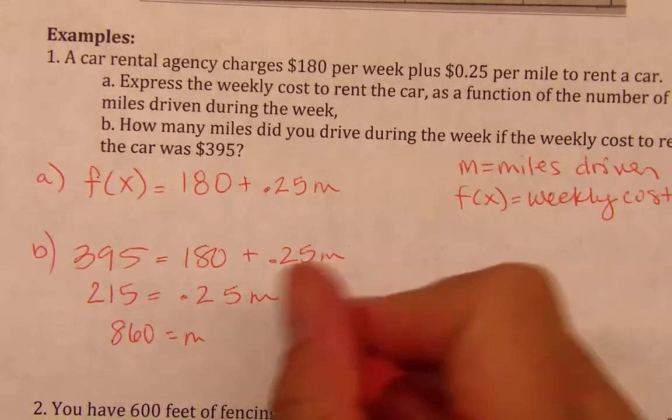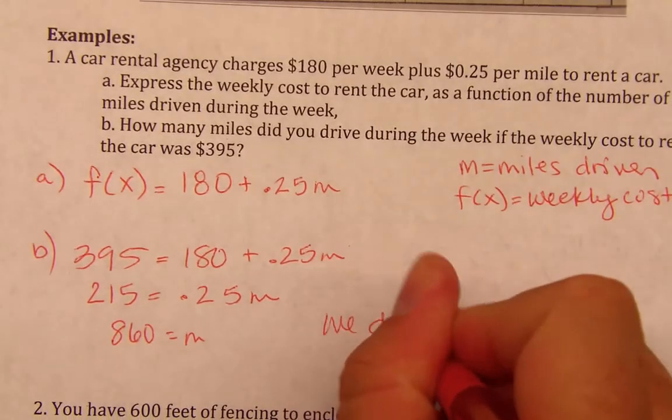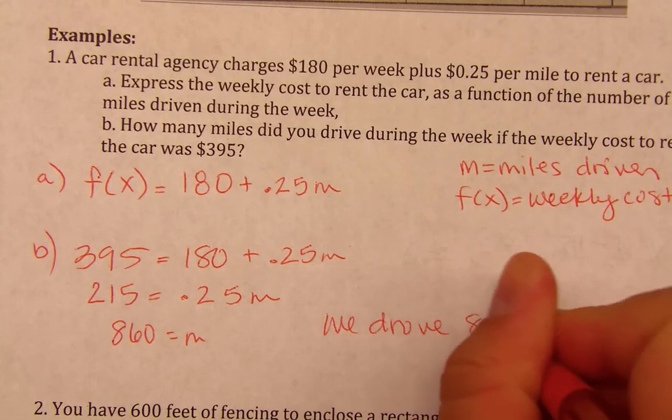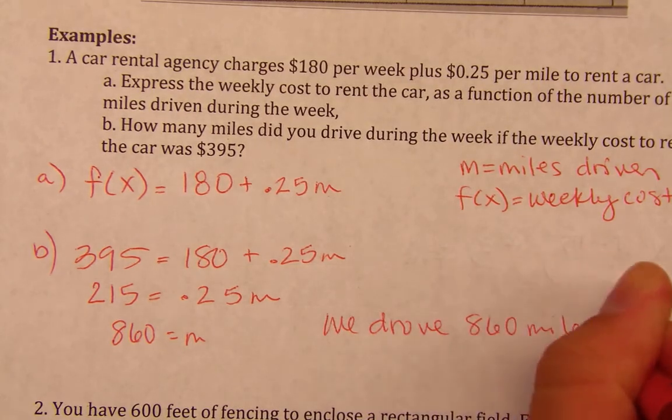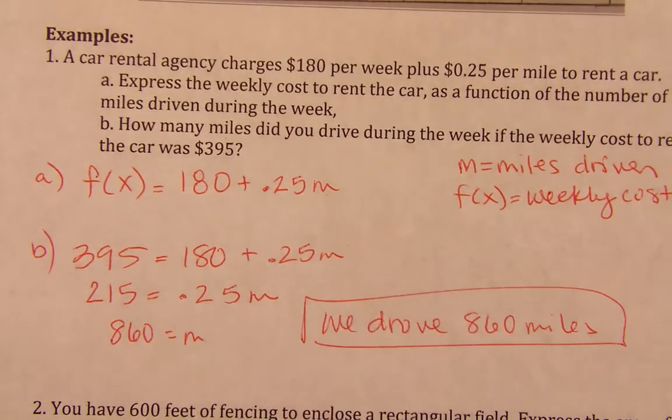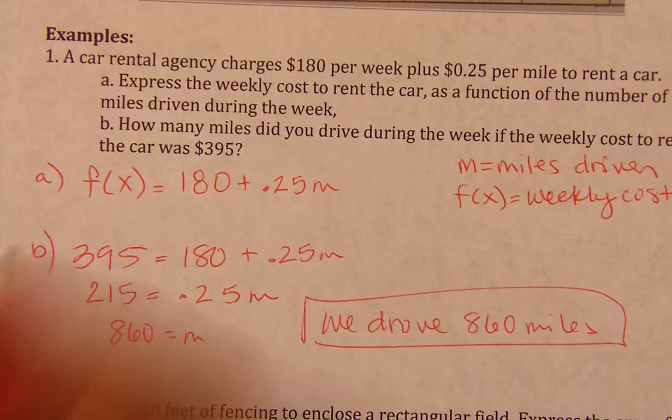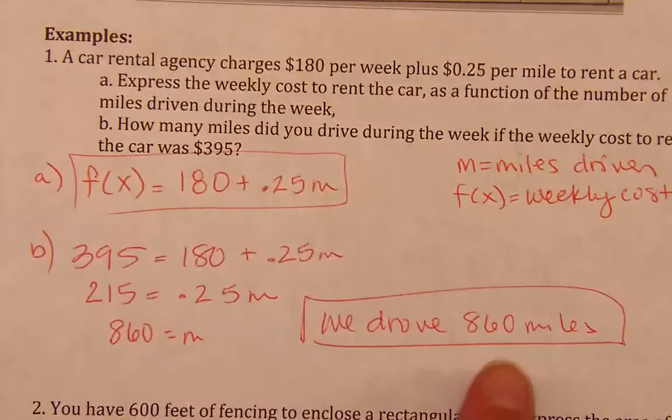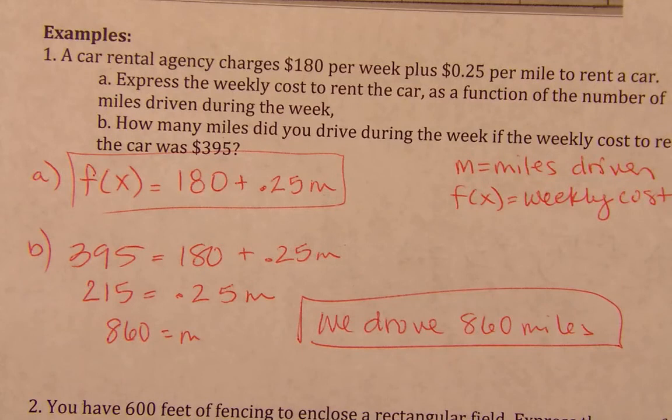So that means we defined m, so we need to make sure that we explain what this means. We drove 860 miles. And that's our answer. Okay. So this is our answer for part A. This is our answer for part B.